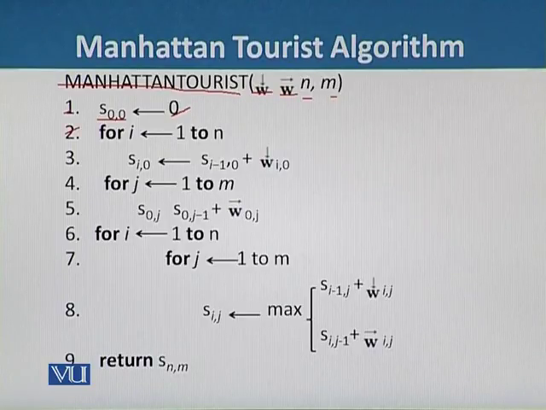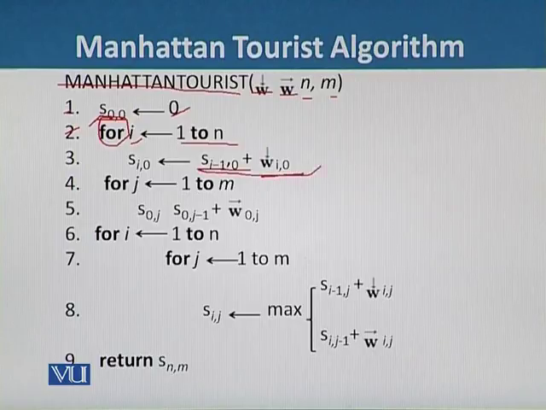The second step is we assign the values 1 to n to i, meaning in the columns, and this for loop will apply for this. And to calculate, we assign the value of s_(i-1),0 plus W, the one that moves in the south direction, with the value (i,0), and all this value will be assigned to s_i,0.